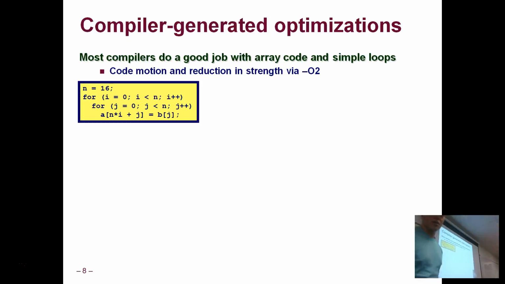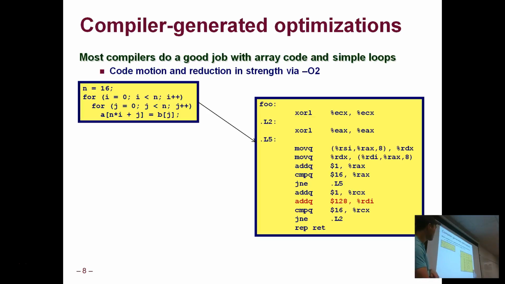Okay, so most compilers do a pretty good job with any of these array codes with simple loops. If you turn on -O2, which is the second level of optimization in GCC, you'll see that a lot of times it will do code motion and reduction in strength for you. So here is our original loop, and here is what GCC will give you when you compile it with -O2. If you look at this implementation, this is the inner loop, and you've got an add of 1 and an addq of 128.